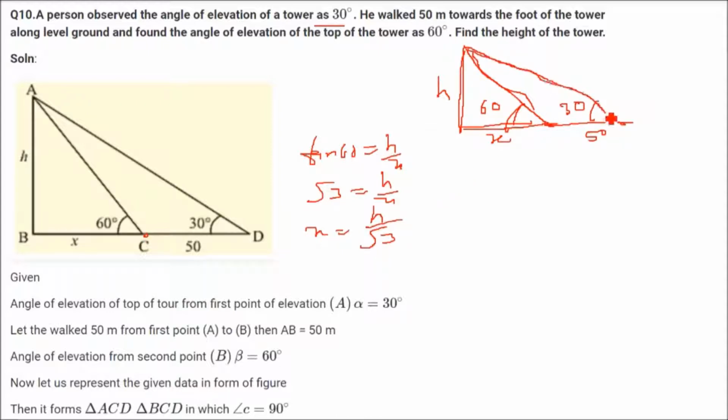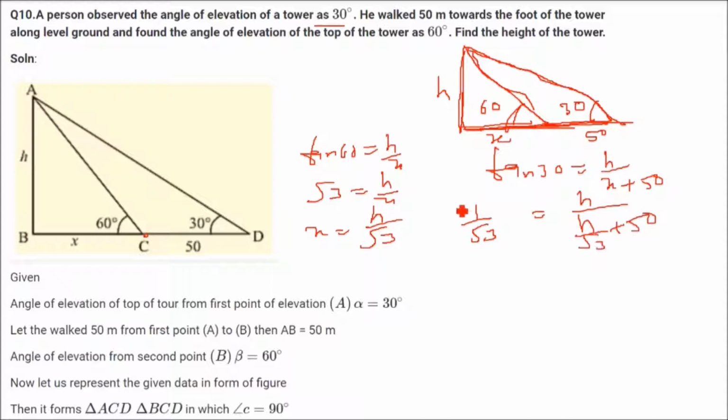Now let us take this triangle. Tan 30 is equal to h by, now we have to take this one, x plus 50. Tan 30 is what? It is 1 by root 3. h by, x is what? h by root 3. Now bring this here. 1 by root 3 into (h by root 3 plus 50) equal to h.